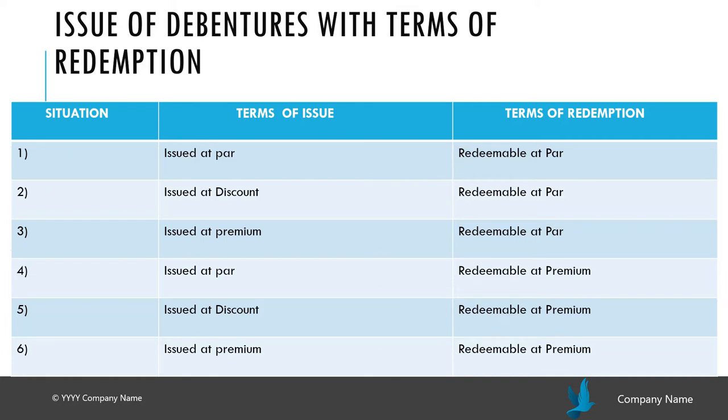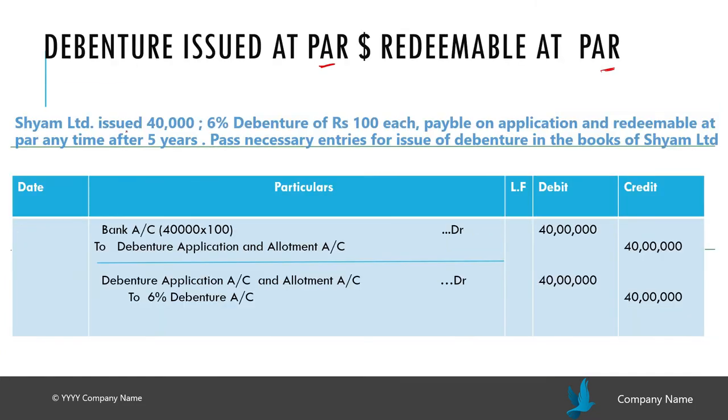Let's discuss sums for it. We are going to discuss this first situation where the company has issued the debenture at par and redeemed also at par. Shyam Limited issued 40,000 6% debentures at rupees 100 payable on application and redeemable at par any time after 5 years. So the company is going to redeem its debenture after 5 years.